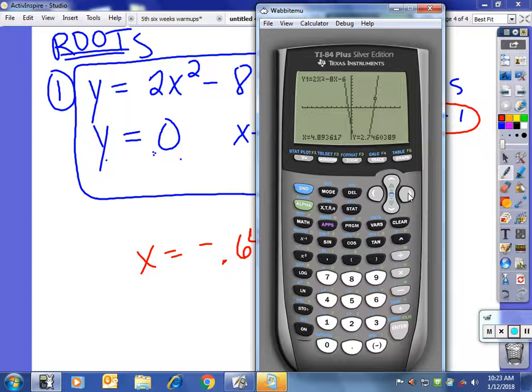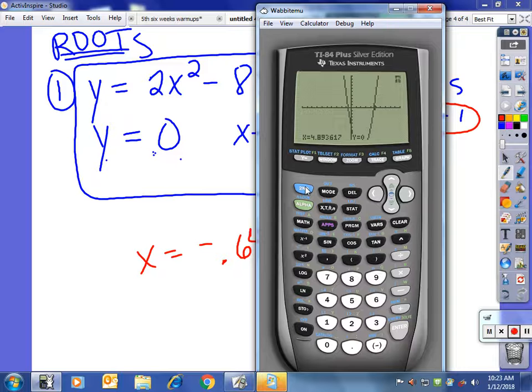So now I'm going to use the trace key, except I need the calculate function. So I'm going to go second, calculate, intersection, enter, and it asks you first curve? Yes. Second curve? Yes. Guess? No, thank you. Just keep hitting enter until you see the word intersection, and until you see that the y value is a 0.